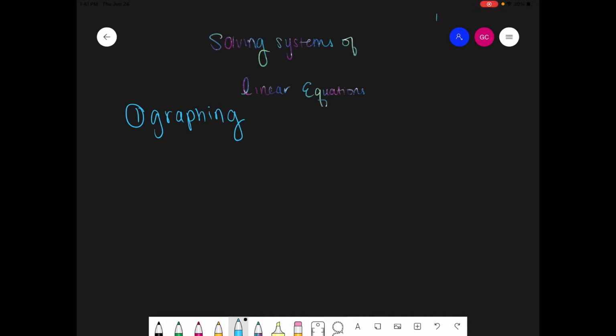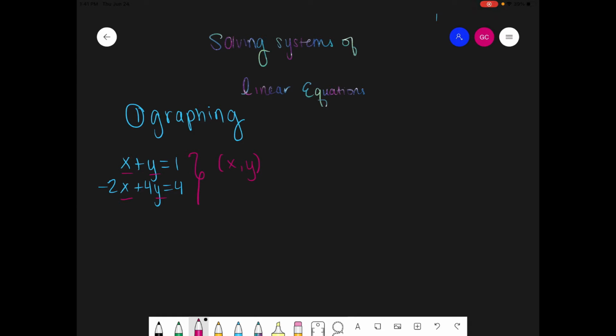So let's start with a system of equations. x plus y equals 1, and let's say negative 2x plus 4y equals 4. So here we have a system of equations. We have two equations with two variables in each. Now what we're looking for is a value for each variable, a value for x and a value for y, that satisfies both of these equations.